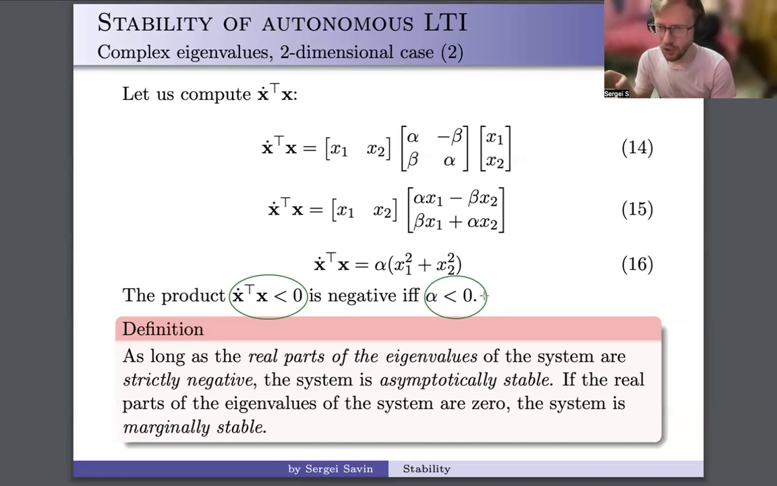Now, what we did not prove, but I would ask you to trust me or to try to prove by yourself, is that if the real parts of the eigenvalues of the system are 0, then it is marginally stable, right? Then it is marginally stable. Okay. All right.